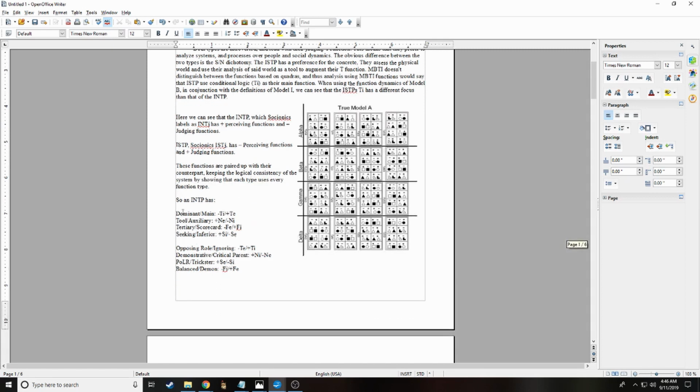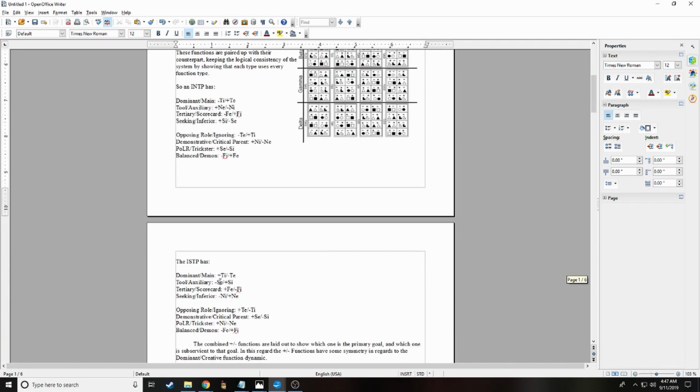An INTP has dominant or main. Just keep in mind, I think a better usage of the term dominant would be your first two functions, because those are the most dominant functions you use when interacting with the world. So I would be inclined to call this your main function or something like that, but I'm pulling these from a couple different sources online. So your dominant slash main function, the INTP is negative TI, positive TE, whereas the ISTP is positive TI, negative TE. The tool function: positive NE, negative NI, negative SE, positive SI, negative FE, positive FI, positive FE, negative FI.